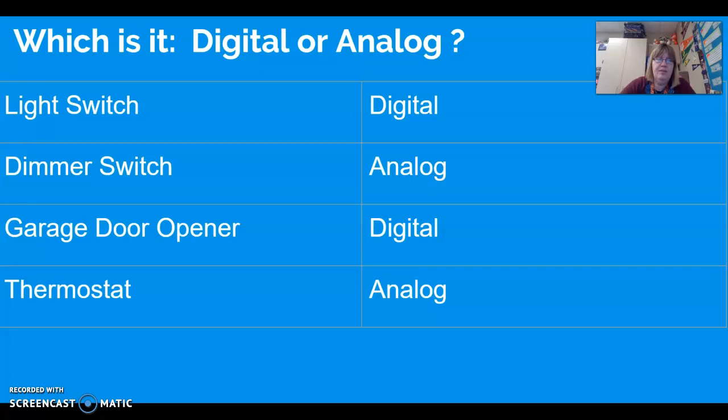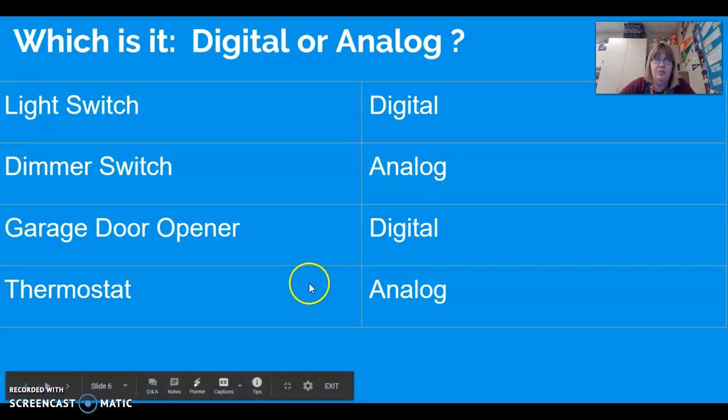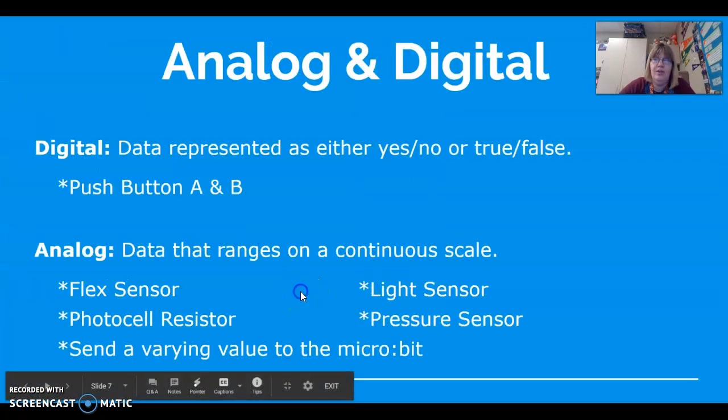Another option I have here is a garage door opener. With your garage door opener, you probably just click a button, the door goes up, you press another button, the door goes down. Once again, there are 2 options, open or closed, so that is digital. And then we have a thermostat. A thermostat is analog because there's a range of temperatures that you can set your thermostat to. Hopefully that makes a little more sense what the difference is between digital and analog.